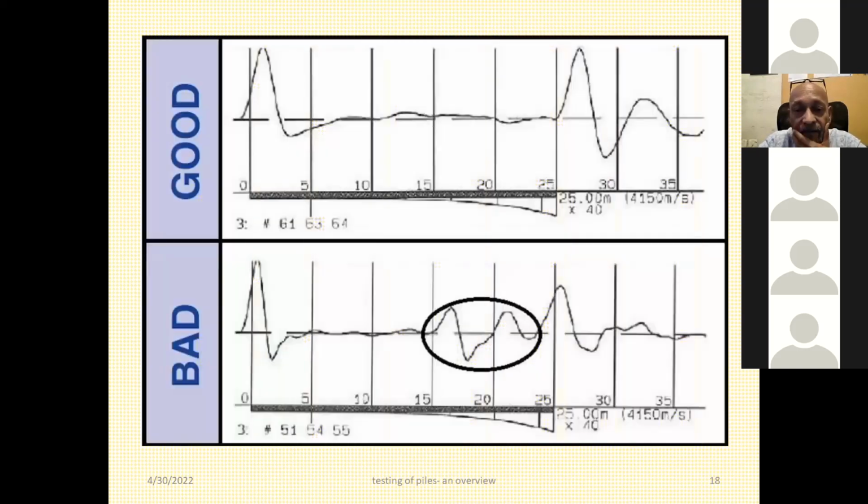This is the kind of output which is obtained. This is the amplitude of the waves against the time, and it is made by the computer. These are the initial waves. This is the final wave from the toe, and seemingly a good pile will give this kind of graph. Seemingly a bad pile will give this kind of deformation in the wave.